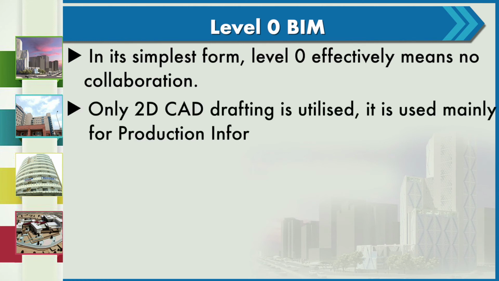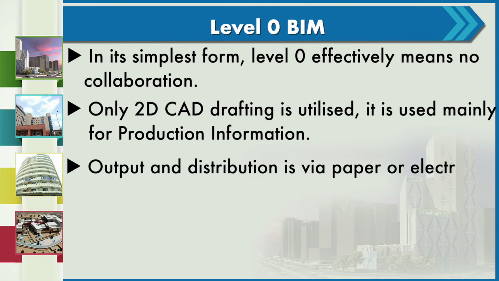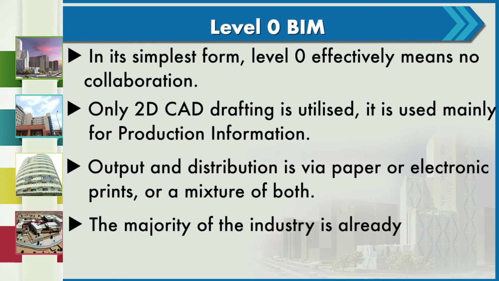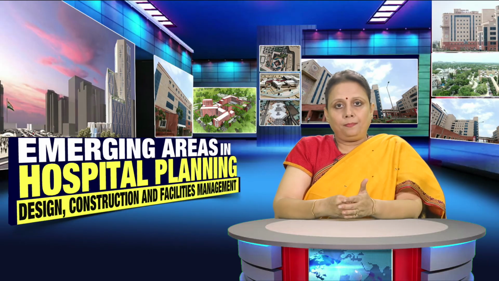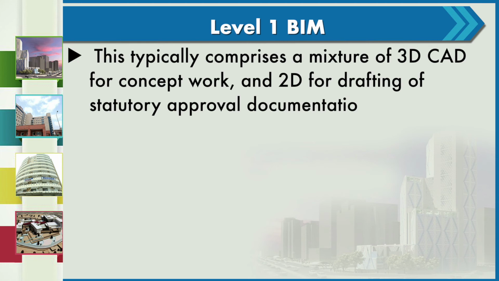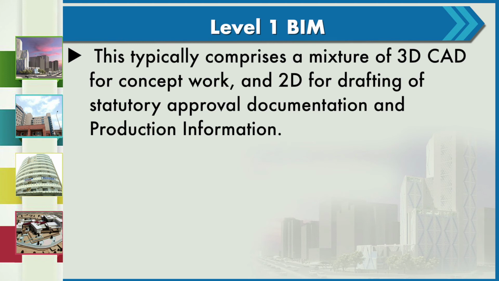It is used mainly for production information. Output and distribution is via paper or electronic prints or a mixture of both. The majority of the industry is already well ahead of this now. Level 1 BIM. This typically comprises a mixture of 3D CAD for concept work and 2D for drafting of statutory approval documents and production information.